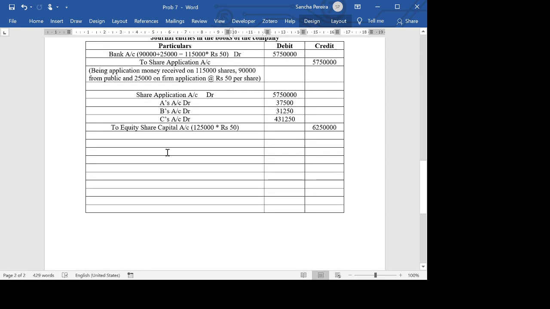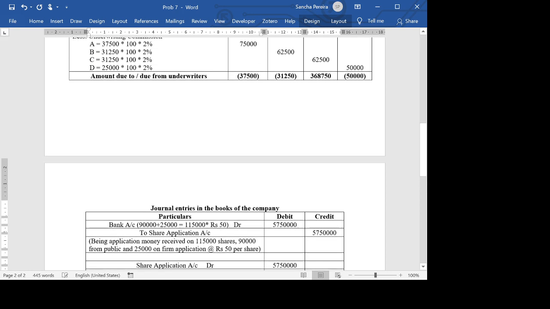Since we are in the books of the company, underwriting commission becomes an expense for the company. So debit the expenses, underwriting commission account, and credit whoever the underwriter has to pay to, A's account. All the four underwriters, they will have to pay underwriting commission to A, to B, to C's account and to D's account. So we will have to check how much they have to pay each of them.